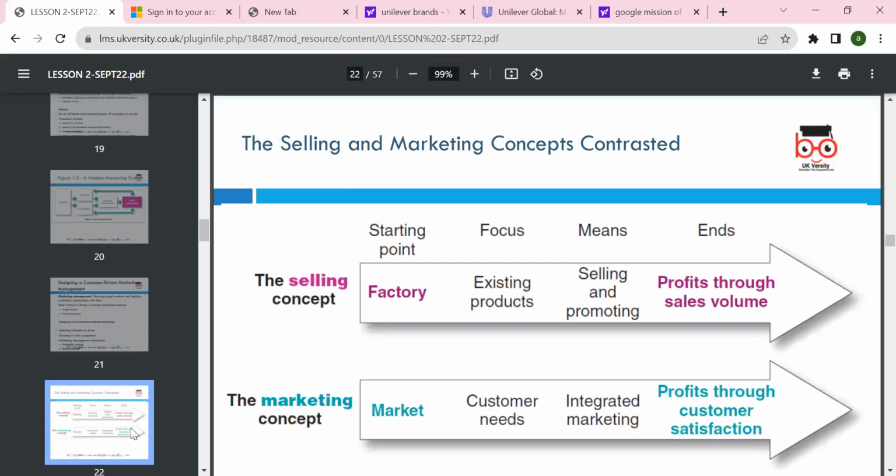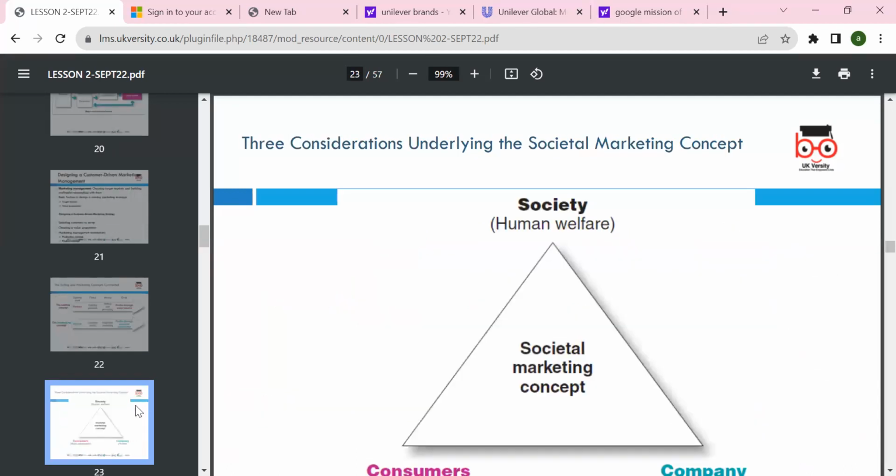So in the past, we really used to say, come on, sell, sell, sell. But now we're saying marketing. Selling is more about the factory, existing products, sales and promotion, and profit through selling many goods. But a marketer needs to identify the needs of the customer, integrate the marketing, and then make a profit through customer satisfaction. We want profit as well, but we want to satisfy the needs and wants. We give value to the customer.